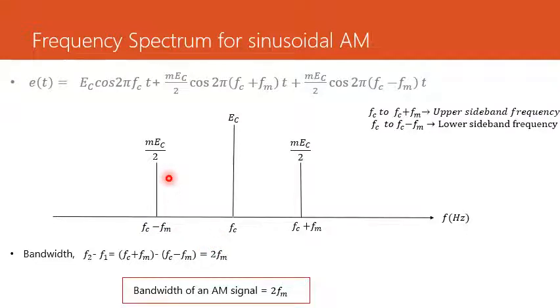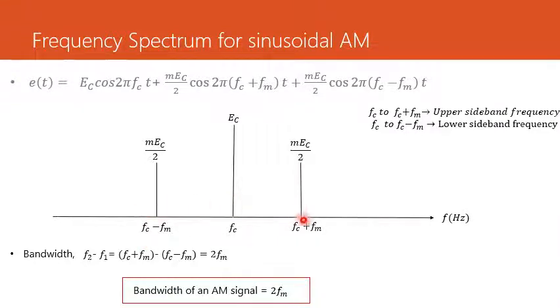So the conventional AM signal is represented with the help of three signal components, and it is also known as double sideband full carrier, meaning it contains two sidebands, the upper sideband and the lower sideband, with full carrier. So conventional AM is also known as DSB-FC.